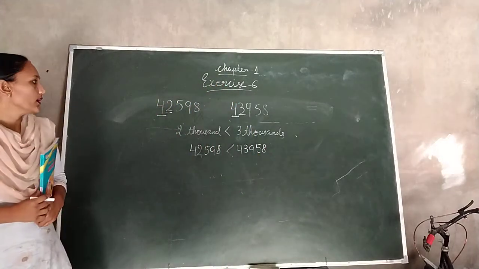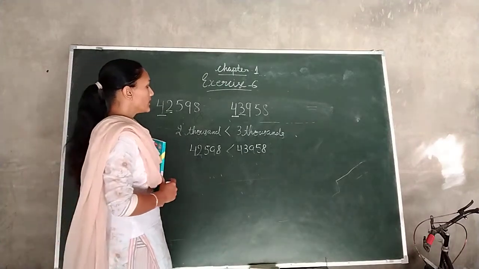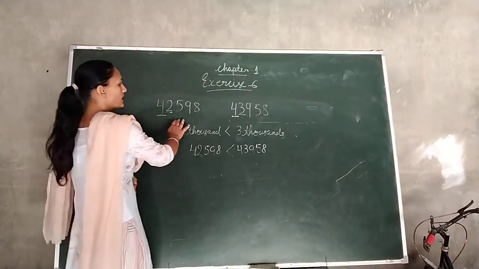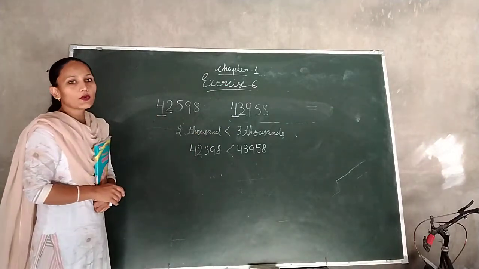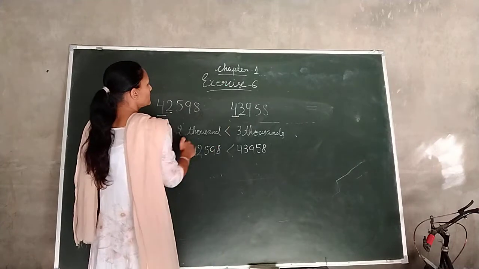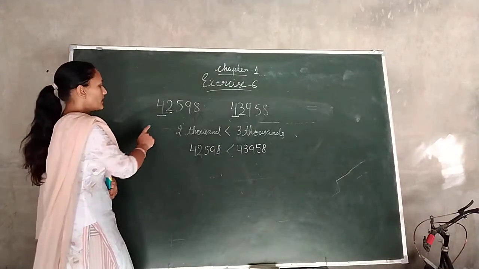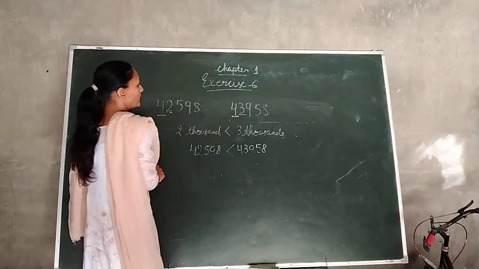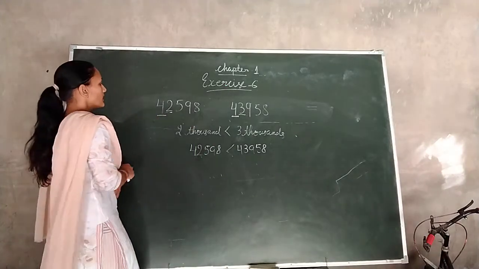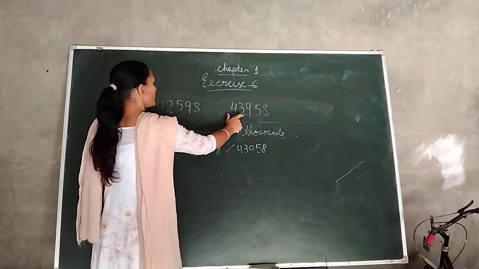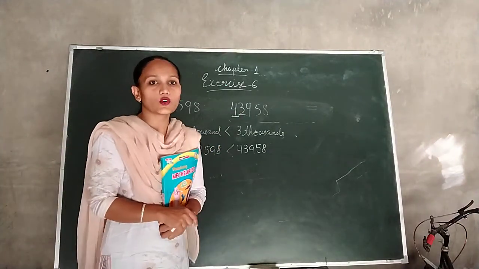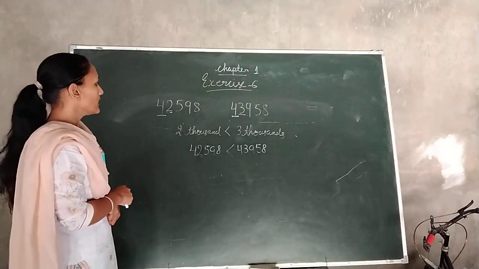So this is the way we find whether a number is greater than, less than or equal to. First of all we will count the number of digits. If the number of digits is the same, then we will compare the digits. Here we have numbers up to the 10,000 place, so we will compare the digit in the 10,000 place. These are the same, so we will compare the next digit. And we will solve all the questions by using these techniques.